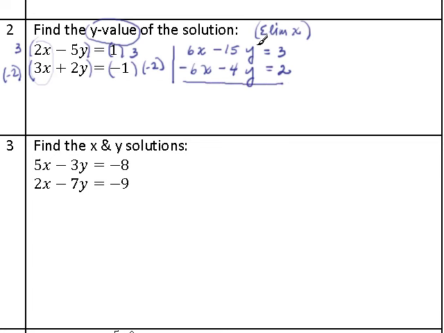Now we're ready to add the two equations together because the x's will cancel. And here we'll have minus 19y is equal to 5. And now solve for y, just divide both sides by minus 19. And y is equal to minus 5 over 19.